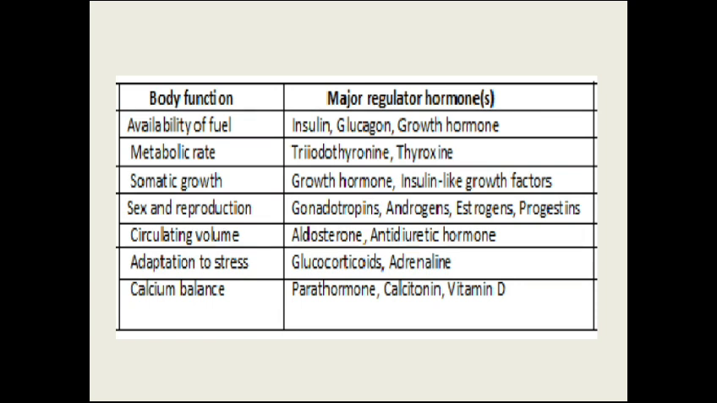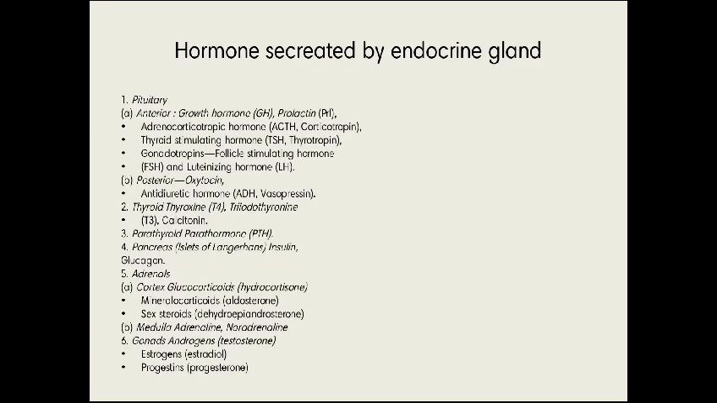Next one is circulating volume. It is regulated by aldosterone, antidiuretic hormone. These are very important to control the volume of blood or urine in our body. Next one is adaptation to stress. It is regulated by glucocorticoids, adrenaline. Last one is calcium balance. It is regulated by parathormone or parathyroid hormone and calcitonin and vitamin D. So these are some hormones which are secreted by endocrine glands.